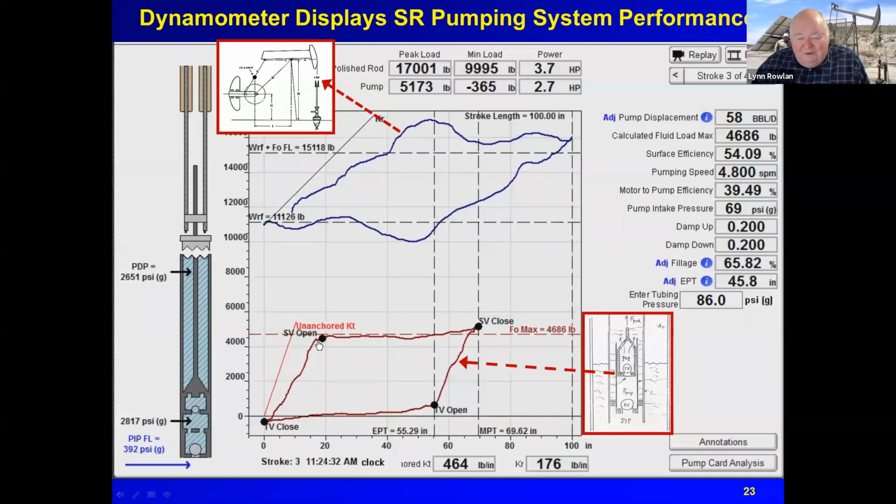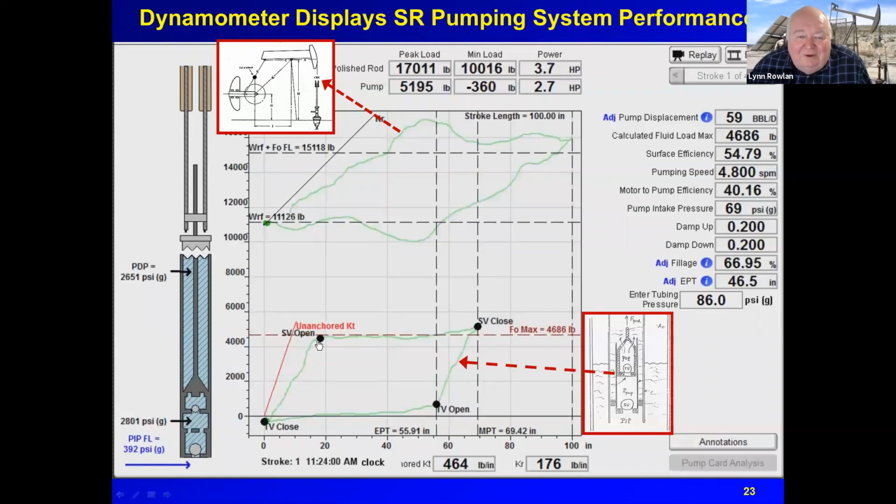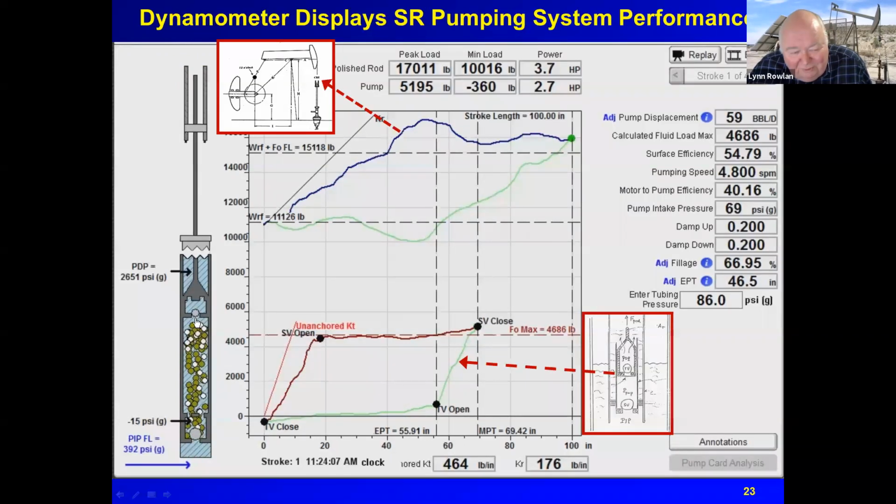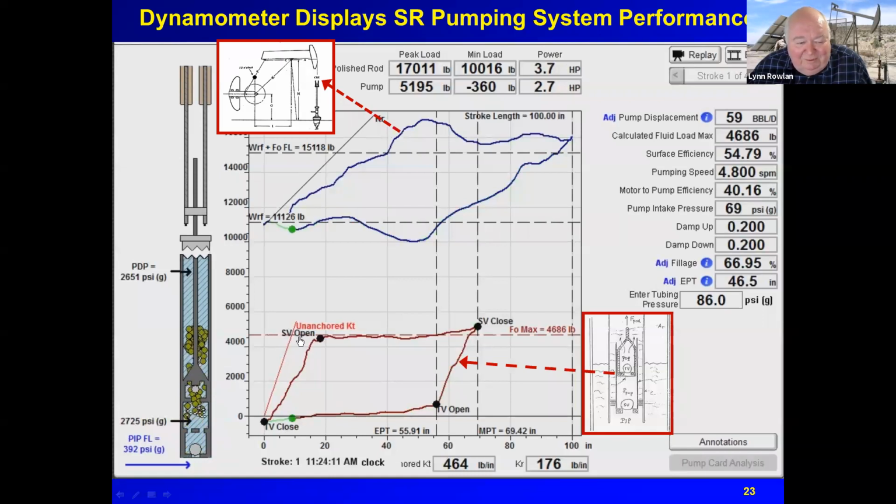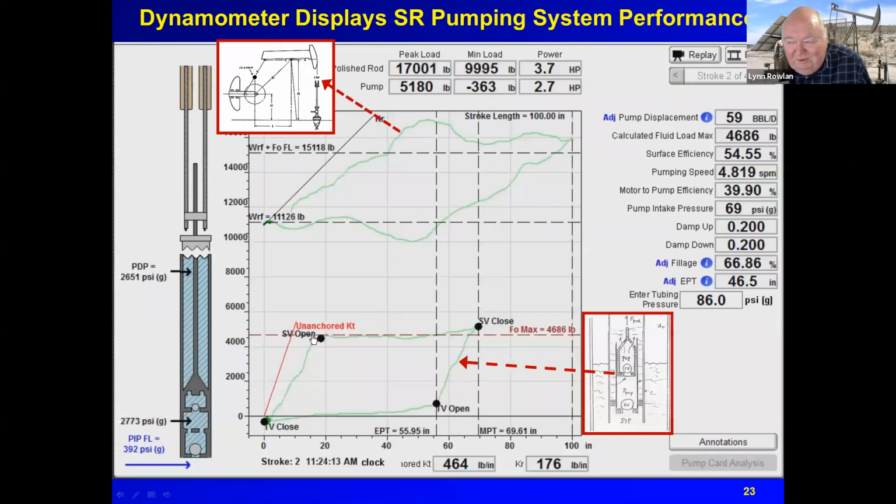Well, since there's slippage, what's that mean? That means on the upstroke, when this traveling valve is carrying the load, liquid is slipping either through the ball and seat area or between the plunger and the barrel, and the plunger moves without picking up any fluid load. And so it leans over even more.